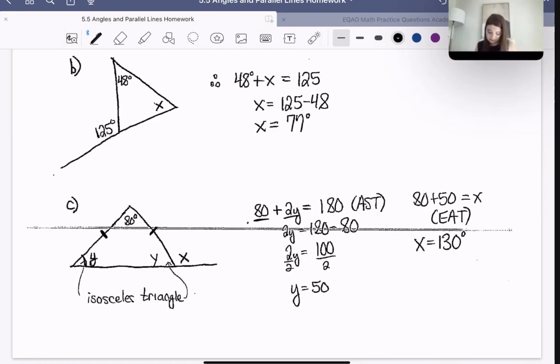Anyway, let's move on. 80 plus 2y is equal to 180. And then when we solve for y, we get that y is 50. So now knowing that y is 50, we can use the theorem we just learned, the exterior angle theorem, and say that 80 plus 50 must give us x, which is 130 degrees, right? 80 plus 50 is 130. And there we go.